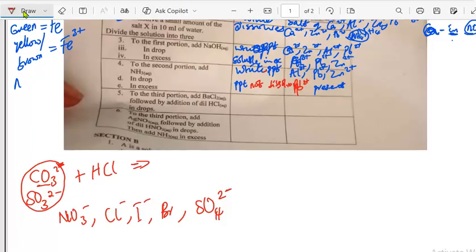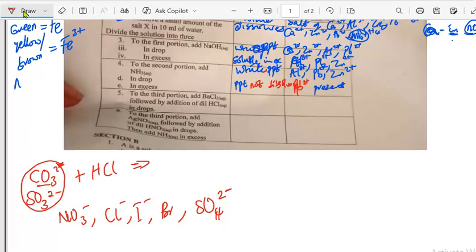Then if you check the gas, maybe you have a colorless gas with a choking smell. That's likely sulfur dioxide. You check the gas and it's sulfur dioxide. You write colorless gas with a choking smell, SO2 gas from SO3 2-.